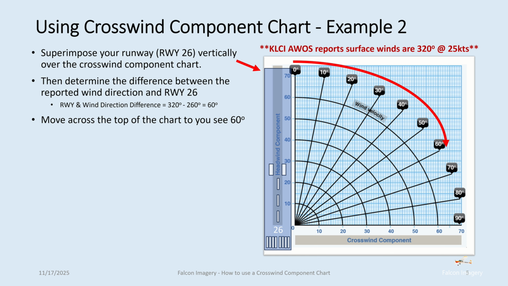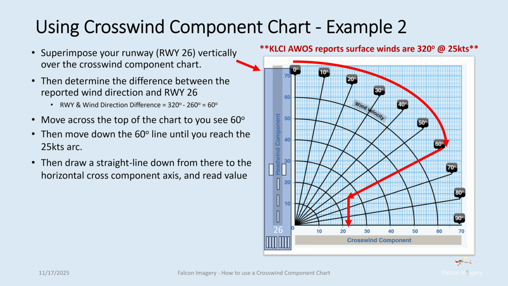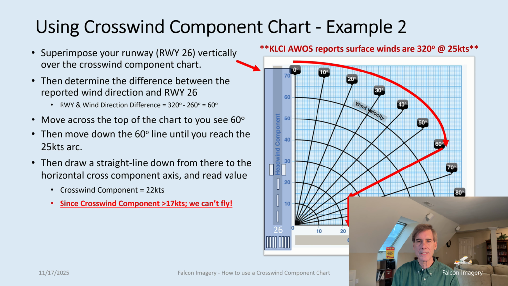We'll move across the top of the chart so we see the 60-degree line. We'll then move down that 60-degree line until we reach the 25-knot arc. And then we'll draw a straight line down from there to the horizontal cross component axis and read the value. We read 22 knots. Since this is in excess of the 17 knots max demonstrated crosswind component for the pilot operating handbook of this aircraft, we can't fly.